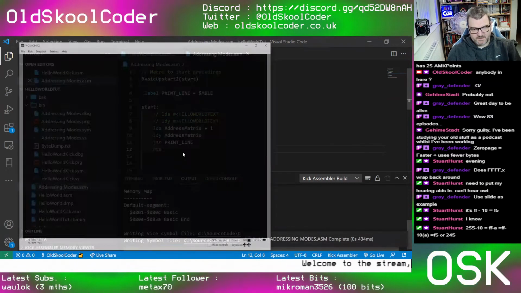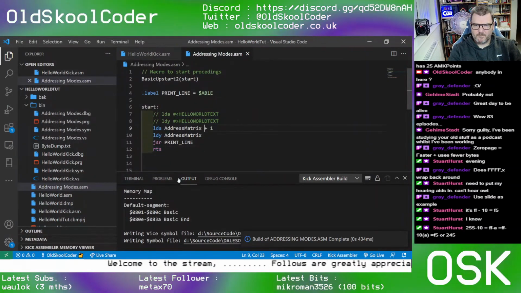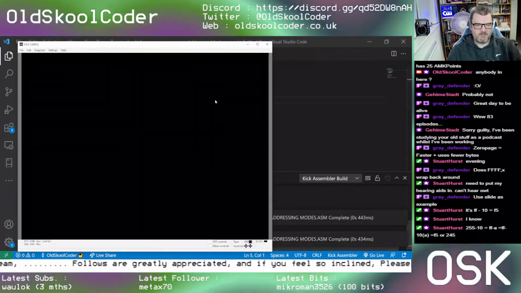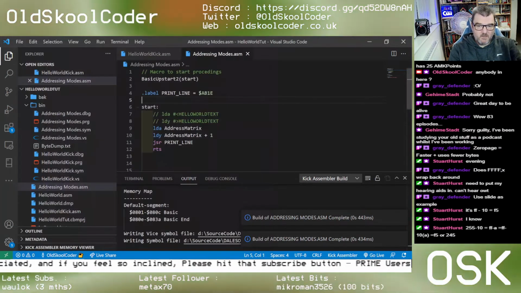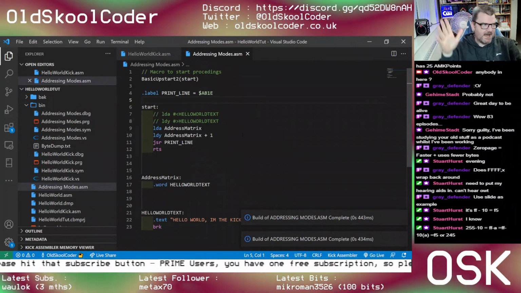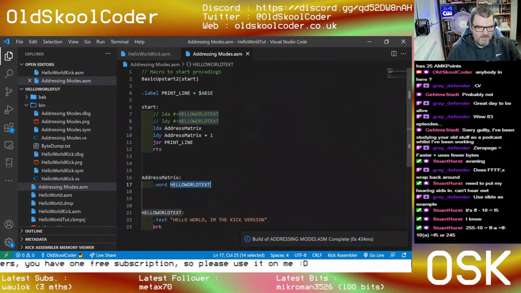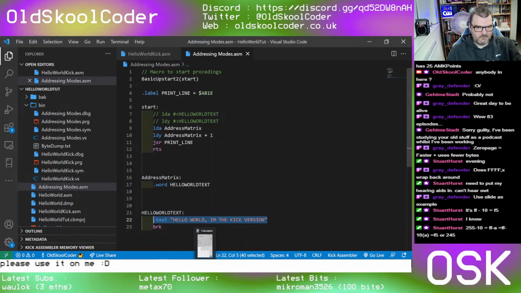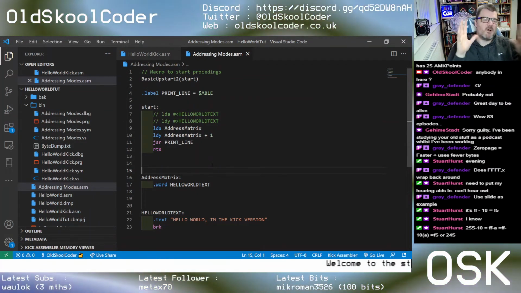So we should end up with the same, and I've got them the wrong way around. We should have them with the same number. It should come out now. There we go. The only difference there is we are not telling the CPU to load 10. We're telling it to load whatever's in this memory location, which is the address of this text. So that's the difference between immediate, zero page and absolute.